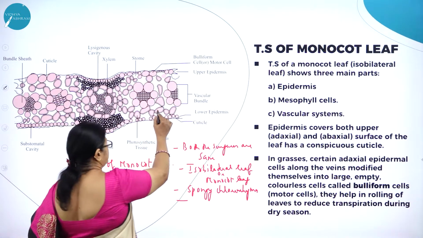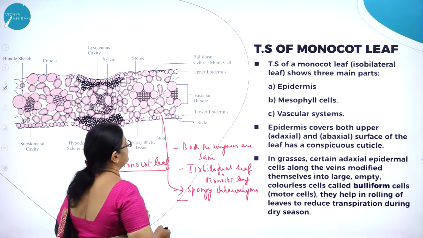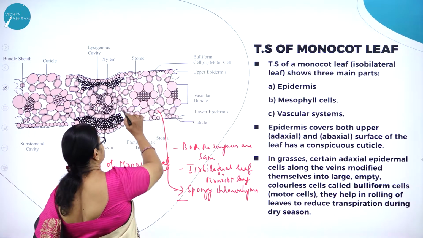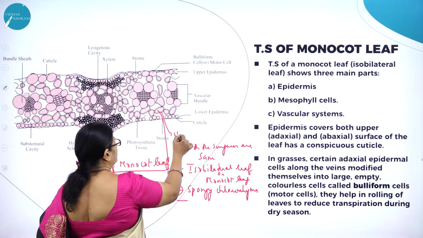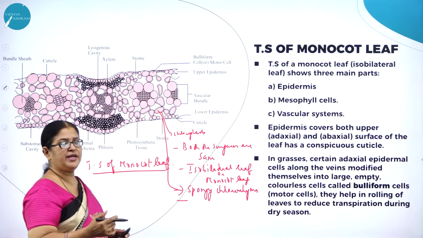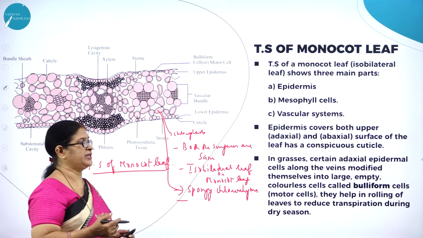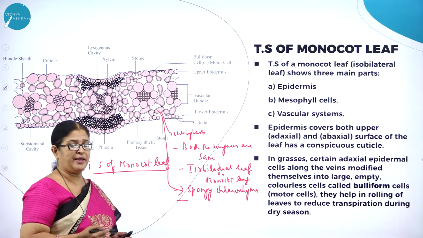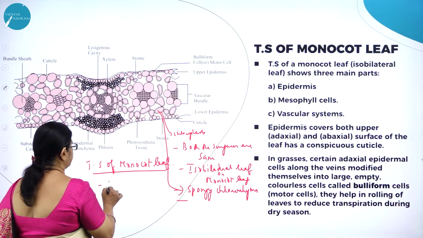Here you can see this is the spongy chlorenchyma, with large spherical cells having large intercellular spaces, filled with chloroplasts. And here the stomatal openings are not equally distributed. There are also special types of cells found on the epidermis called motor cells.